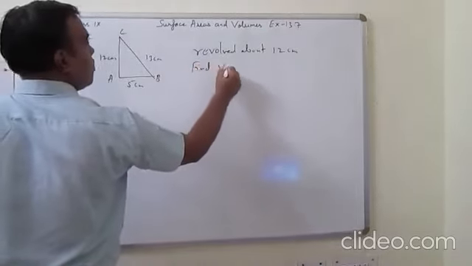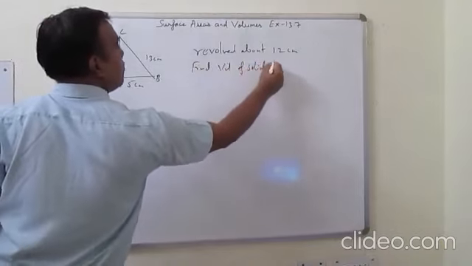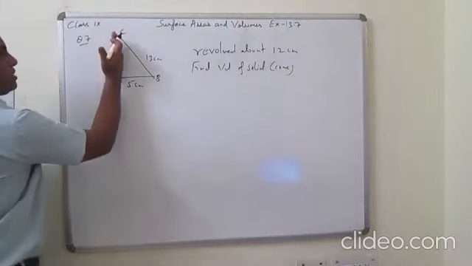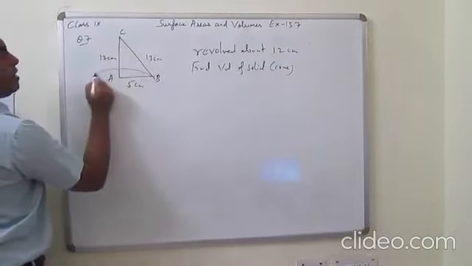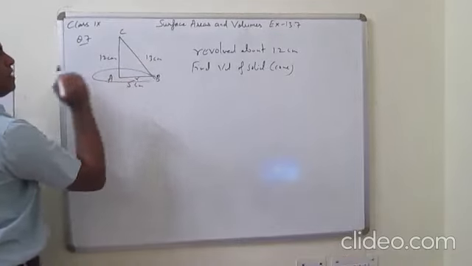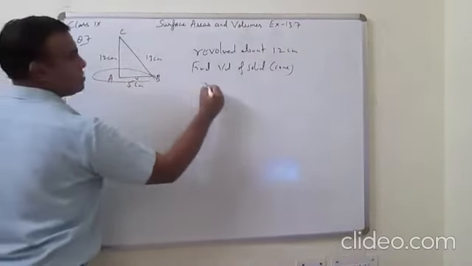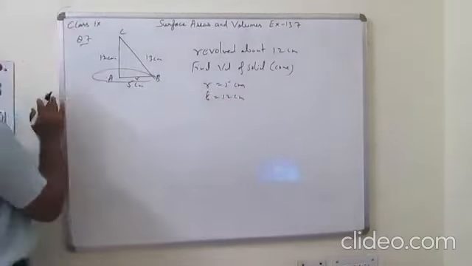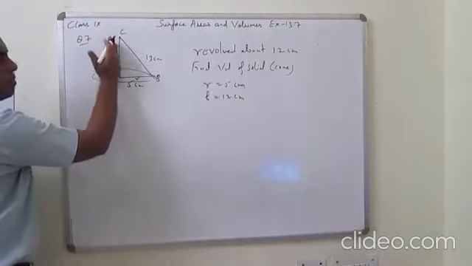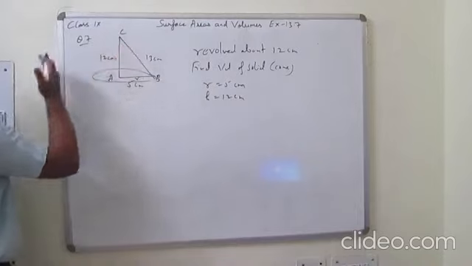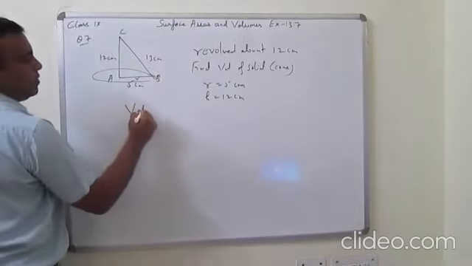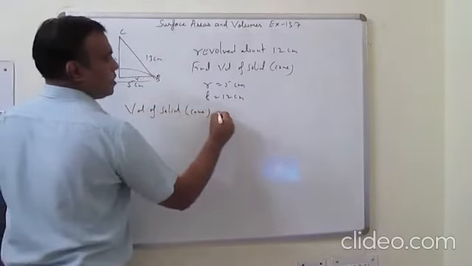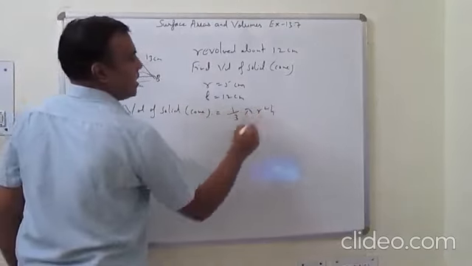Find the volume of solid. What shape will the solid be? When the right triangle is moving along this side, the other side becomes the radius. R is 5 centimeter and height is 12 centimeter. The side along which it revolves becomes the height. So the volume of the solid, what shape will it be? A cone. 1/3 pi r square h.